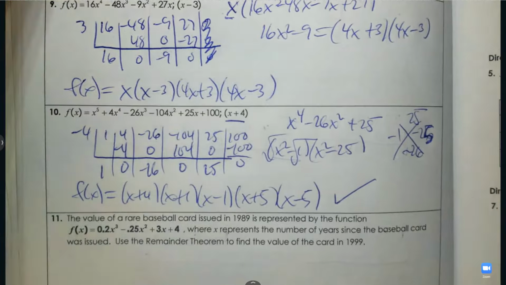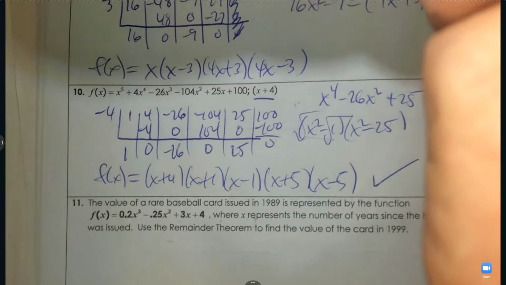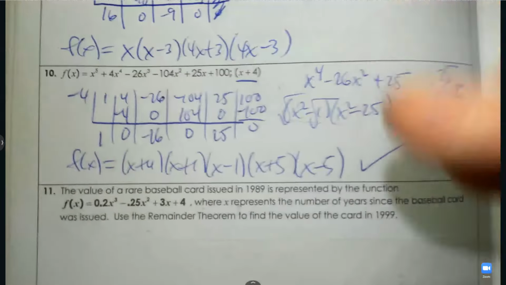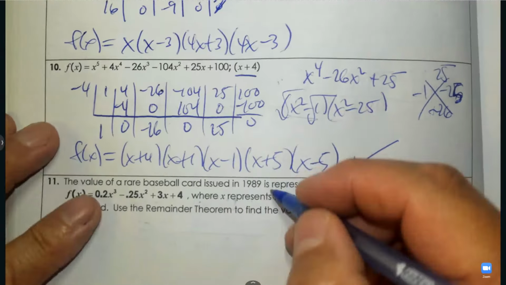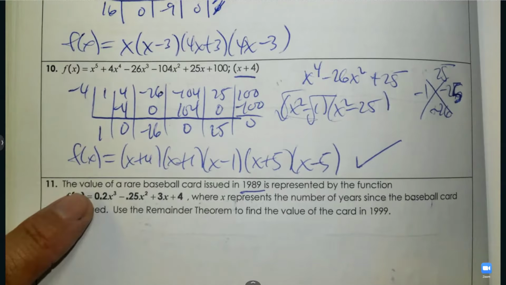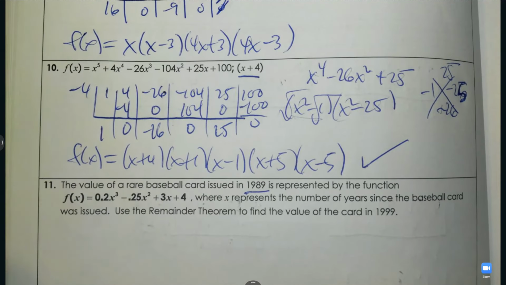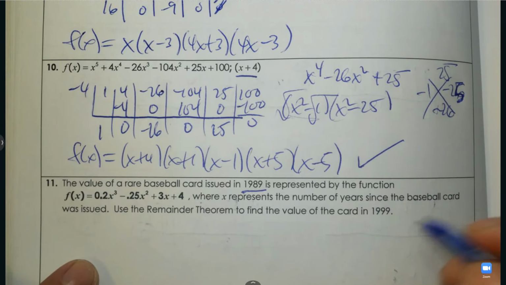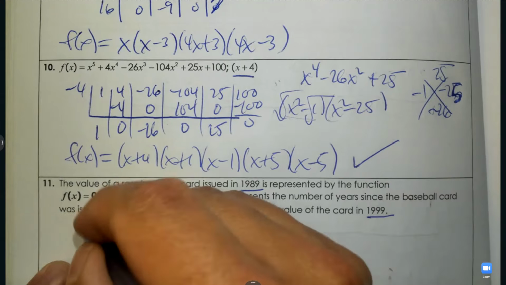Okay, last one for your homework. Number 11. The value of a rare baseball card is issued in 1989. This gives you the value. X is the years. Find the value of the card in 99. So that's like 10 years later, right?